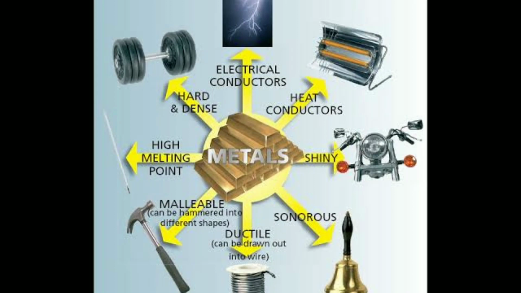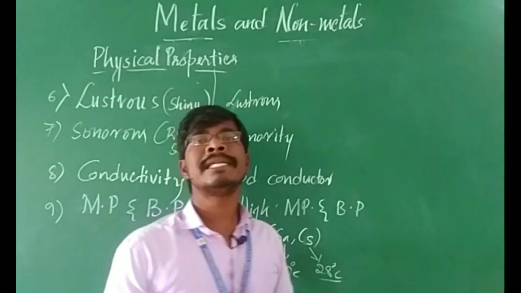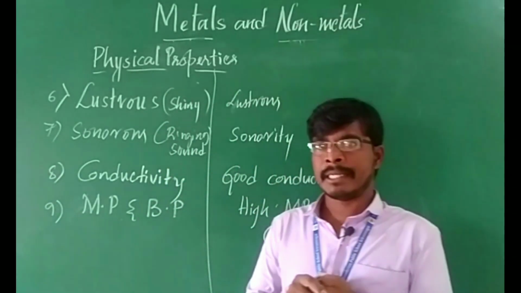First, what we learned: all metals are hard in nature except sodium and potassium. All metals have higher density. All metals show malleability, ductility, and lustrous properties, and they are sonorous in nature. They are good conductors of heat and electricity. They have a high melting point and high boiling point. So these are the physical properties of metals.